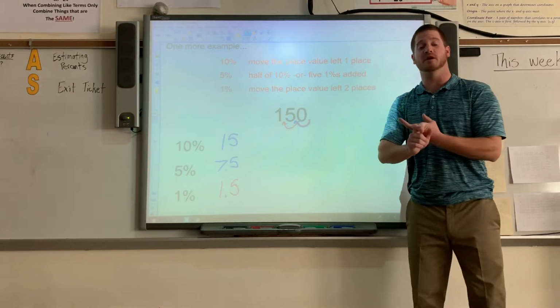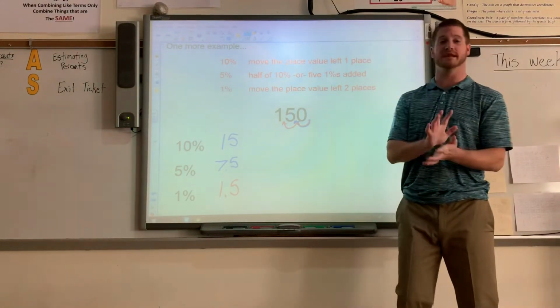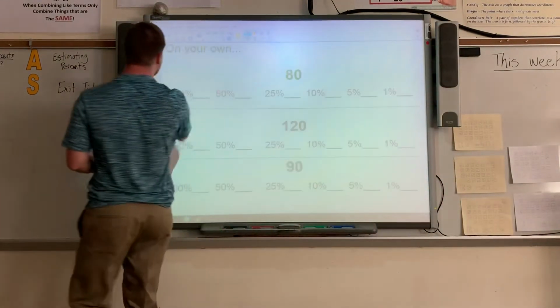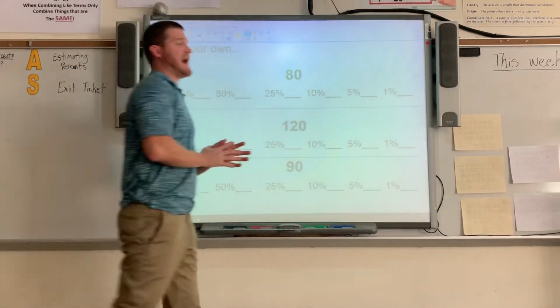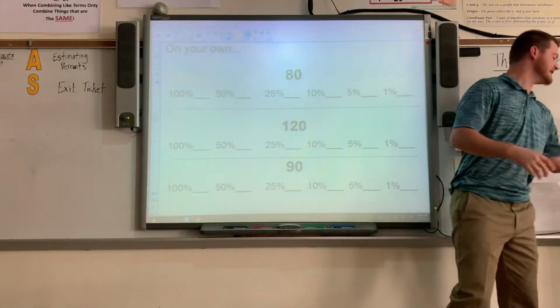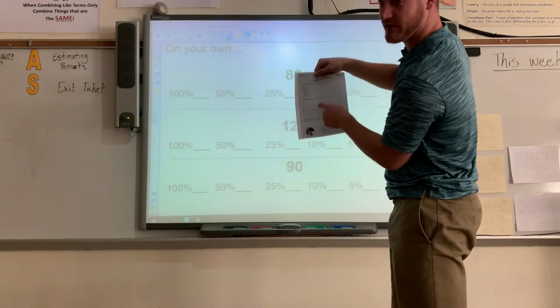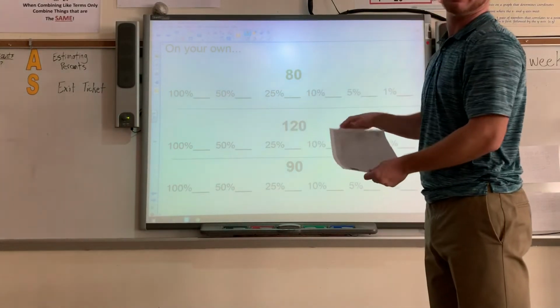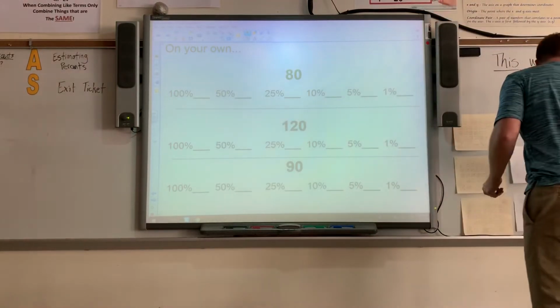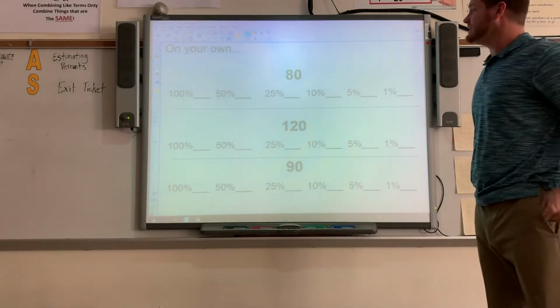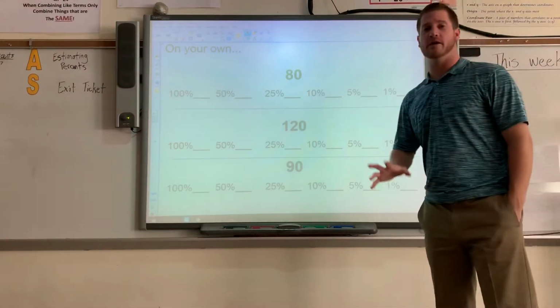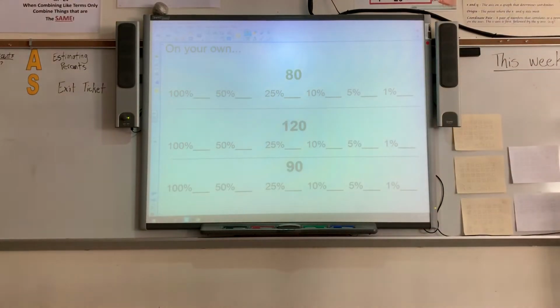10%, you move the decimal once. 1%, you move the decimal twice. On your own, if you have the worksheet, you will find these in section 2 in the middle of the page. If you don't have the worksheet, do this in your notebook. Pause the video, try this real quick on your own, and then I will go over it here in 1 second. Go ahead and pause the video now.